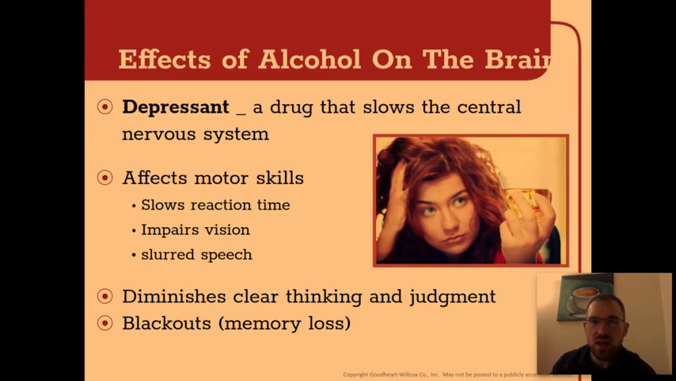So, what does alcohol do to your brain? Well, it's a drug, it's a depressant that slows down the central nervous system. So, you're going to want to define this in your notes about what a depressant is. It affects your motor skills. So, like your reaction time is going to be slower. It makes it more difficult for you to see clearly. It will sometimes slur your speech. You'll also obviously have that smell of alcohol on your breath too.